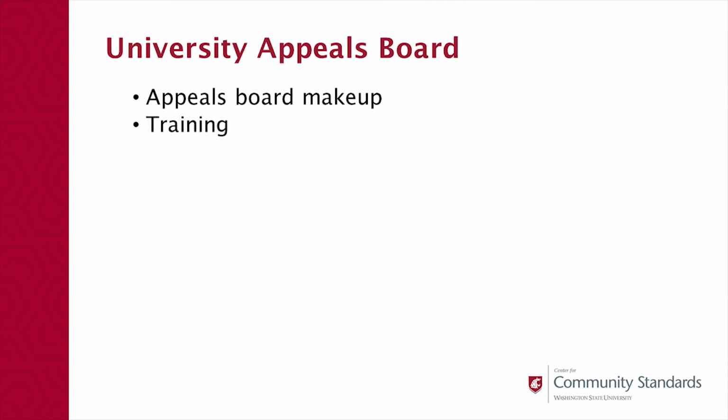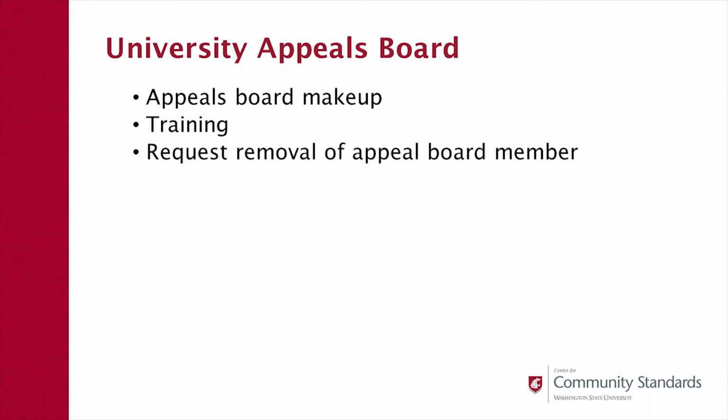Your appeals board members have been through a selection process and trained on topics such as due process, burden of proof, cultural competency, and implicit bias. Prior to your appeals board review, your board member names will be provided for you. You can learn more about them at handbook.wsu.edu. You can also request to have a board member removed from your hearing with good cause.